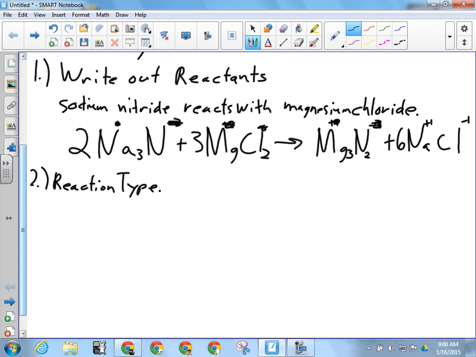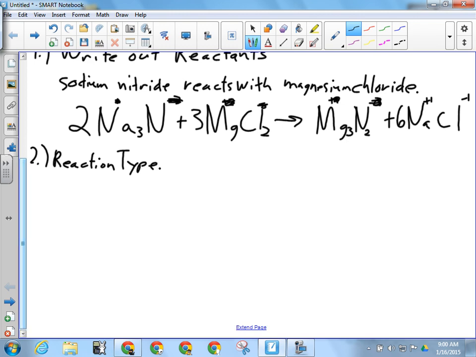So the steps are: write the reactants out, identify the reaction type, predict the products, swap and drop, balance the equation. Now, you don't always have to swap and drop. If it's not a replacement reaction and there's no ionic compounds, then you look for special elements instead of swapping and dropping. So let's do one more example that might have special elements in it.